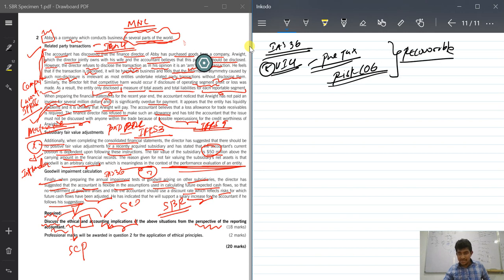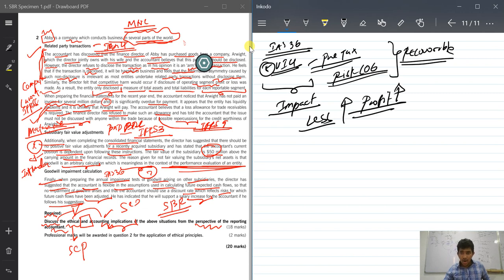And again, you see the director here is trying to manipulate the financial statements. Again, you need to explain the impact. For example, if the impairment is less, the profits will go up. You should explain that clearly, on how there will be an impact there. And students, the ethical implication, I can write it here.